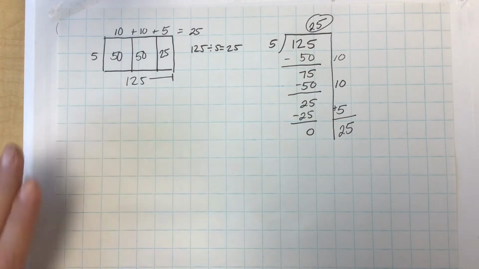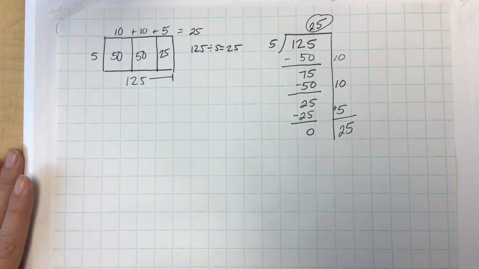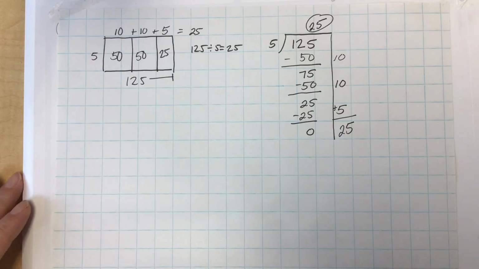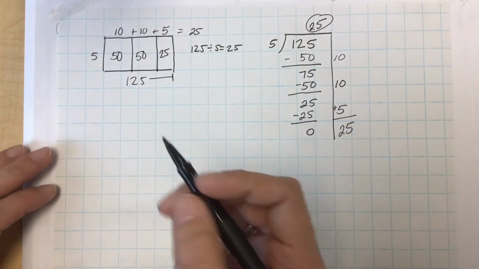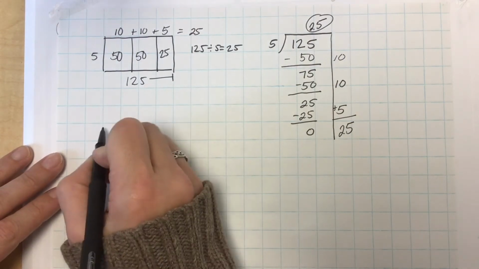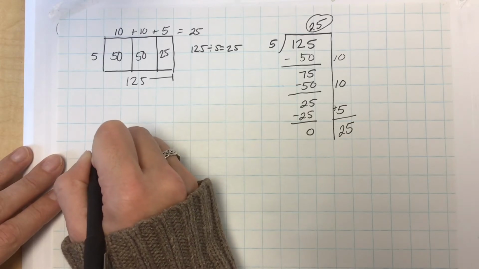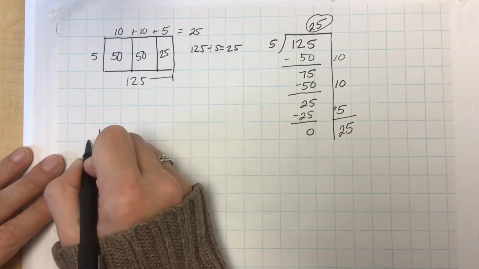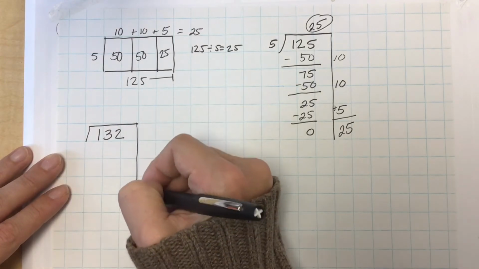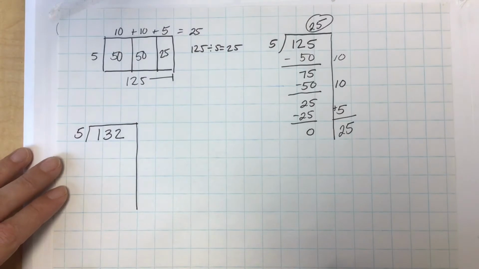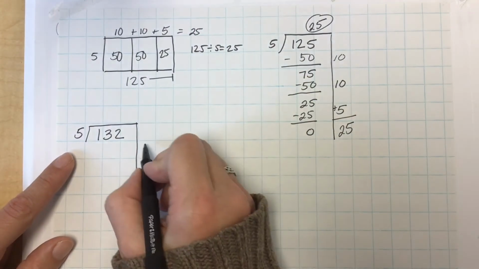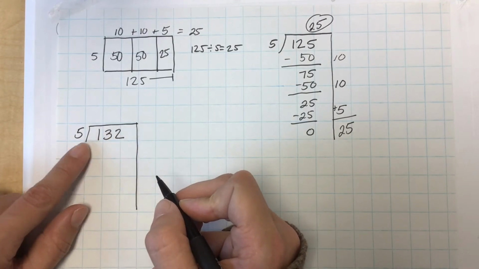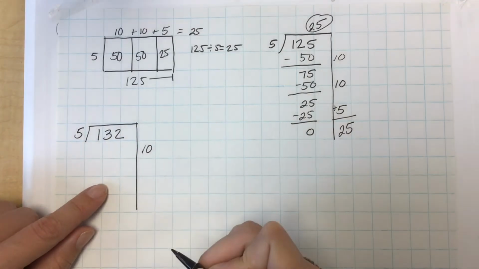When we think about this method, we want to be wondering, well, what happens when there's a remainder? Because that can happen in division. So let's go with 132 divided by 5. Okay, so in this case, I'm going to say I don't know what 132 divided by 5 is, but I know that there's at least 10 fives in there.